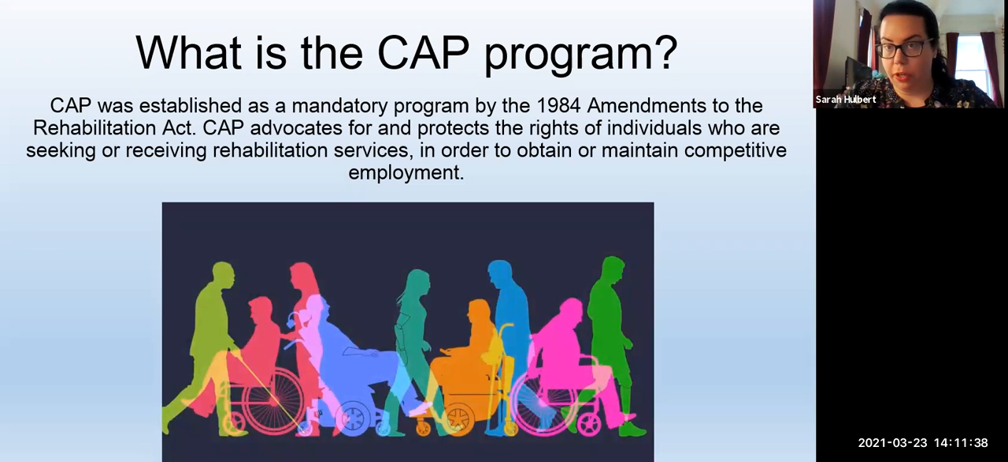So what is the CAP program, why is it important, and what could it mean for you? My focus is on the CAP program because I'm an advocate within the program. We advocate for the rights of people who are seeking or receiving rehabilitation services in order to obtain or maintain competitive employment. So what is competitive employment? It's integrated, and there are opportunities for growth and promotion. There are certain elements you have to meet for it to be considered competitive integrated employment. For instance, a sheltered workshop would not be considered competitive integrated employment.